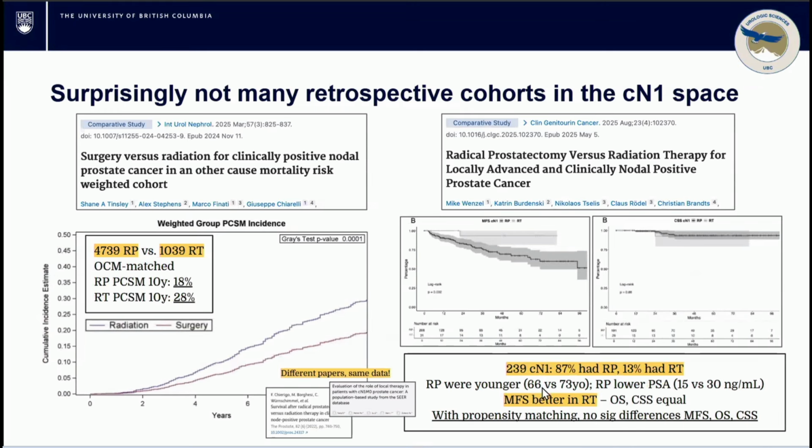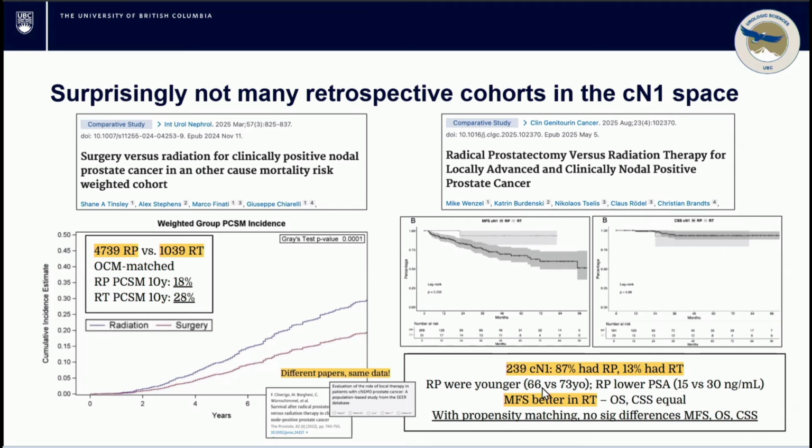When the level 1 or 2 data are absent, you can always look to level 3, level 4 data. But there's surprisingly not that many retrospective cohorts that assess whether CN1 should be treated with RT or RP. And on a cursory review, I couldn't find a systematic review in this space specifically. So there's a couple of cohort studies I wanted to highlight.